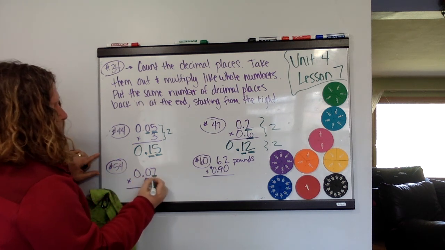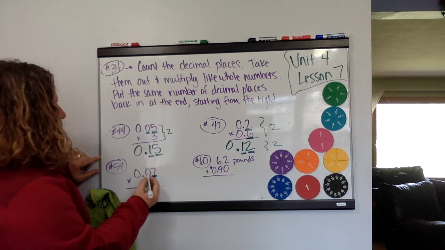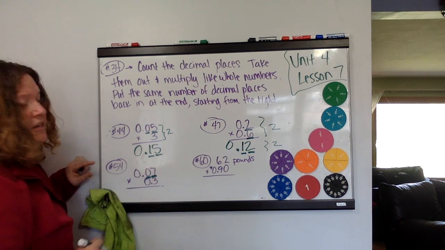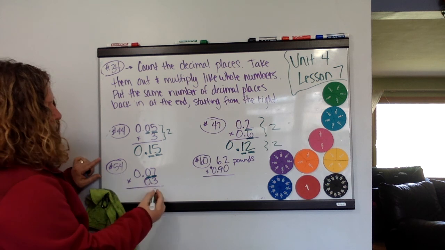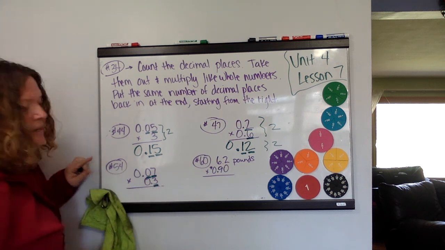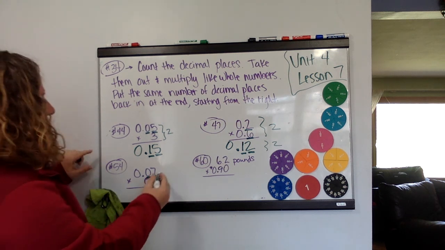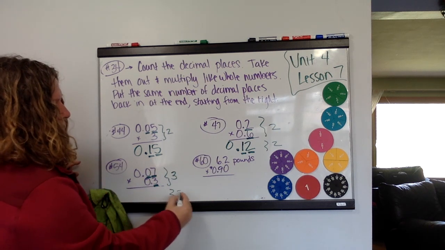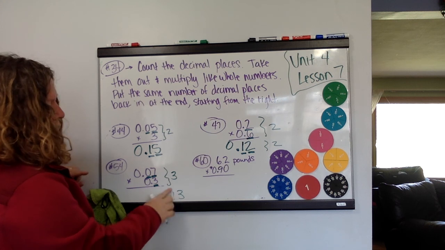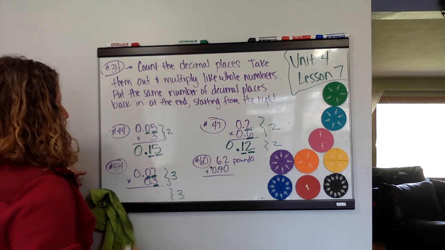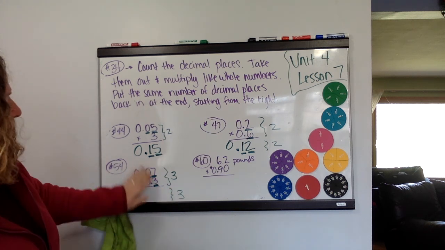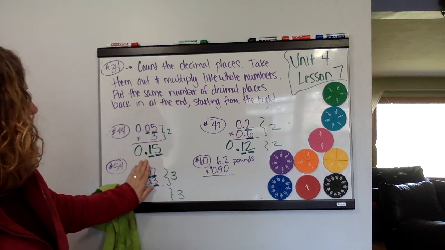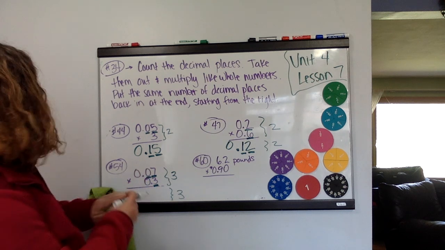So here's 1. That 7 is in the hundredths place. 2, that 0 is in the tenths place. 3, that 3 is also in the tenths place. So in our problem, we have 3. That means in our answer, we need to have 3. So we take the decimals out, multiply it like we know how to do. 7 times 3, we know that's 21.